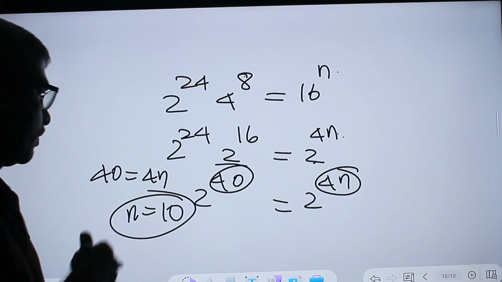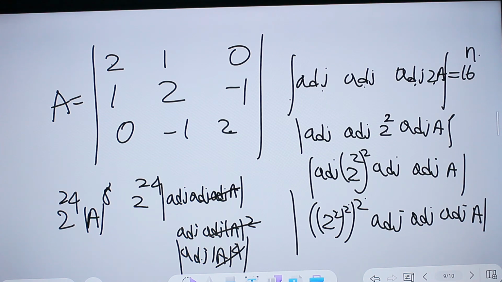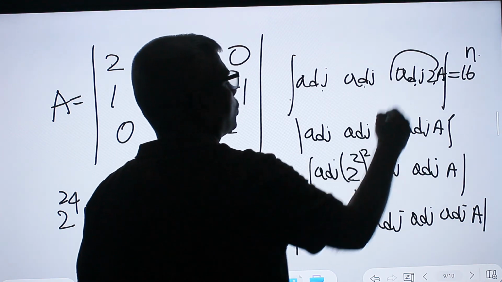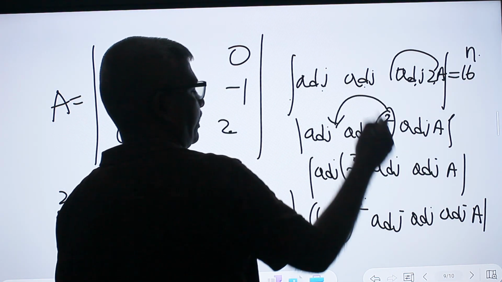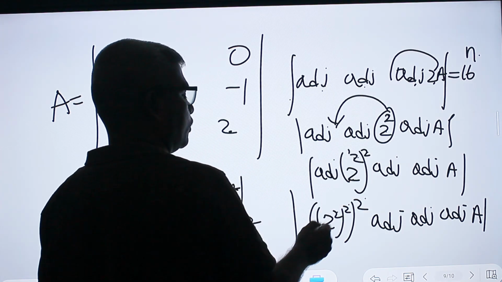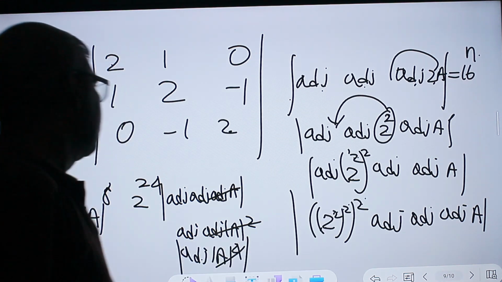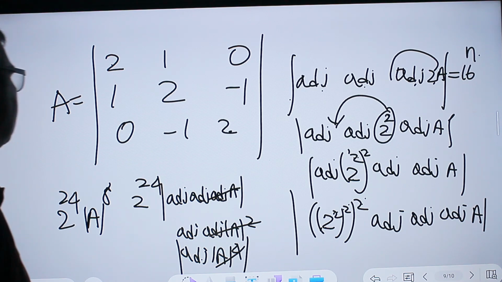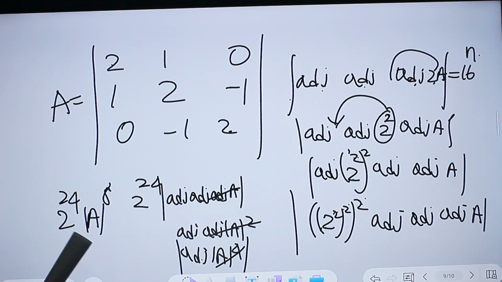16 is 2 power 4. This 2 when it is coming here becomes 2 square. Then 2 square coming here, 2 square square. Then 2 square square square, that means 2 power 8. When 2 power 8 is coming out, 2 power 24. Determinant of A power 8, A is 4, so 4 power 8 means 2 power 16.